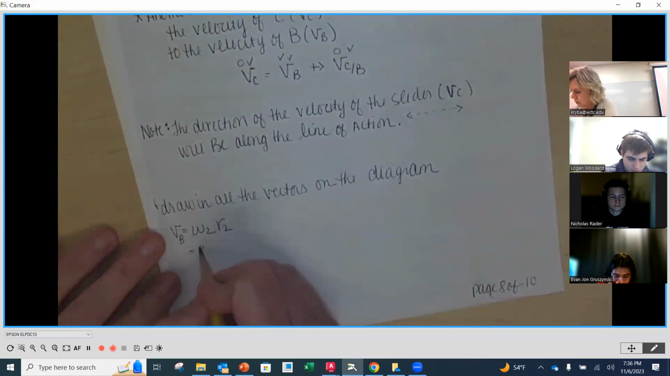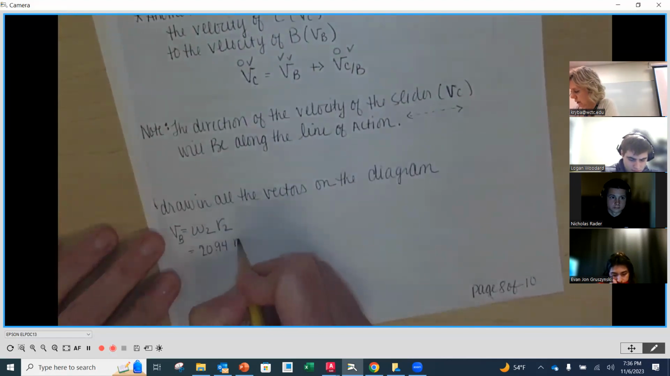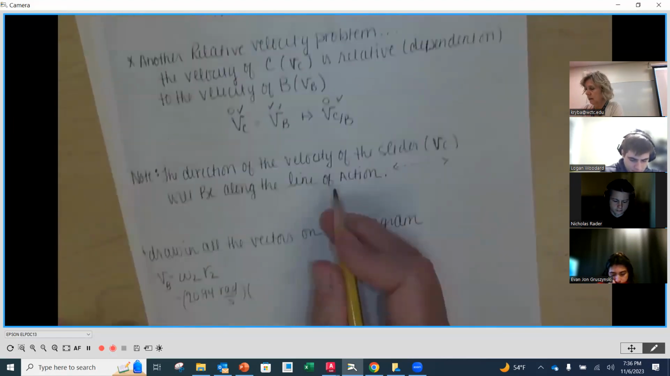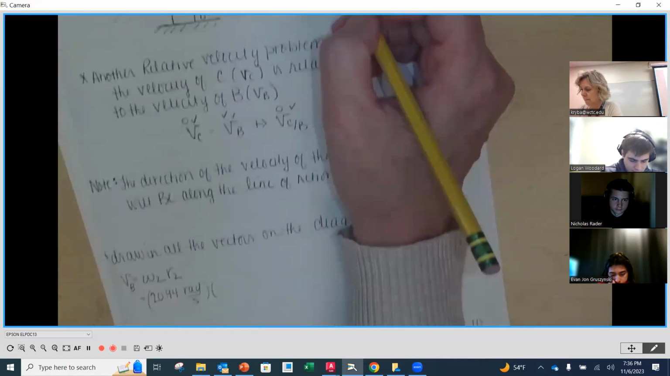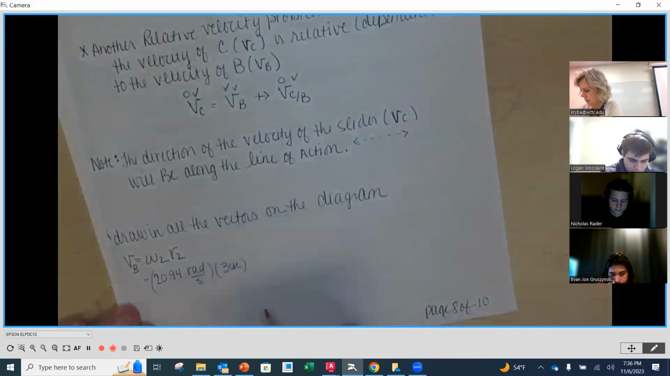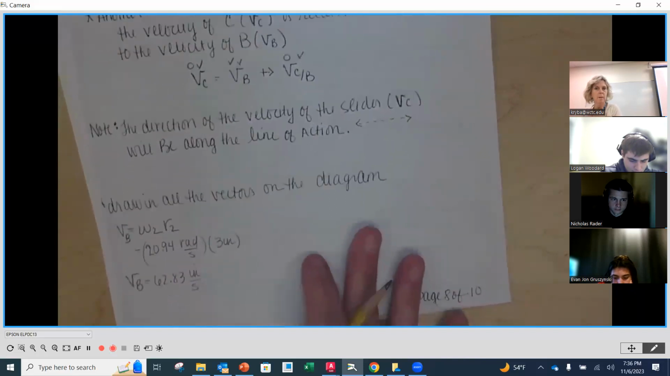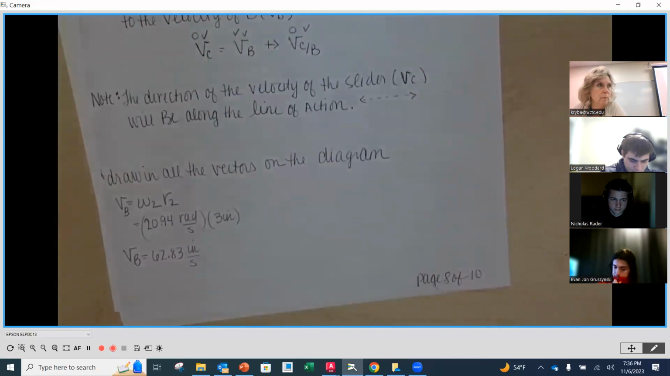Okay. So 20.94 radians per second times the length of that link, which we said was 3 inches. So 3 inches. So our VB then is 62.83 inches per second. Radians disappear, right? Because when they're multiplied by something else, then the something else is the value. Okay.